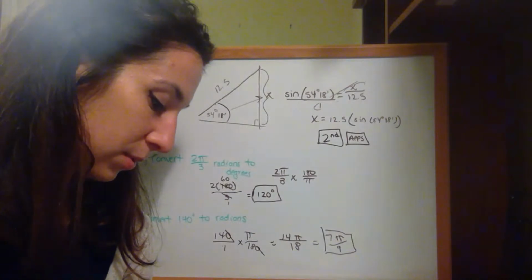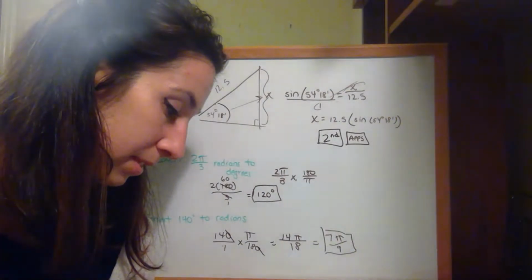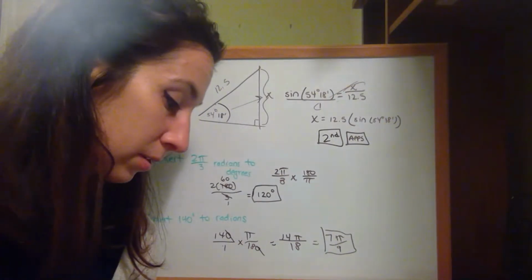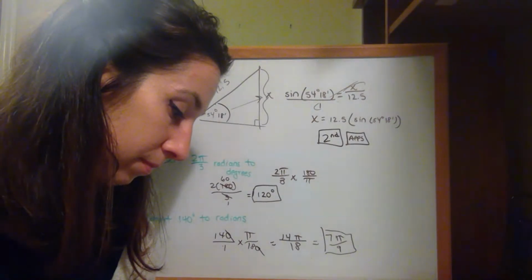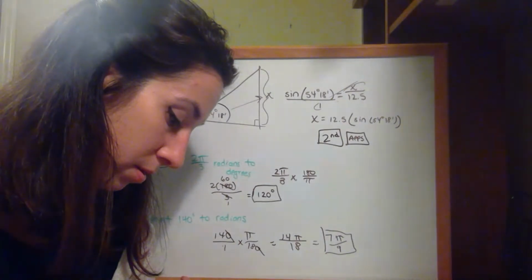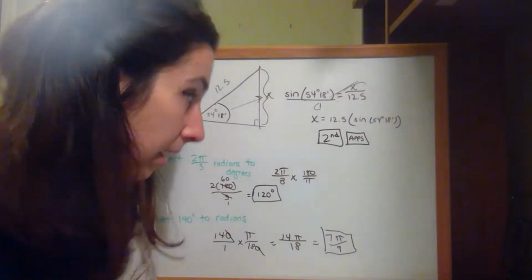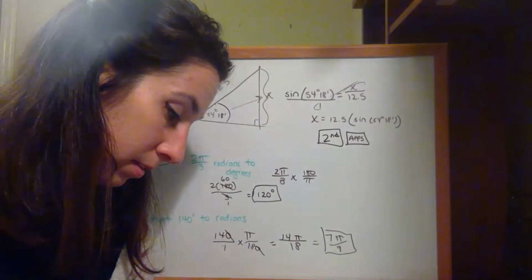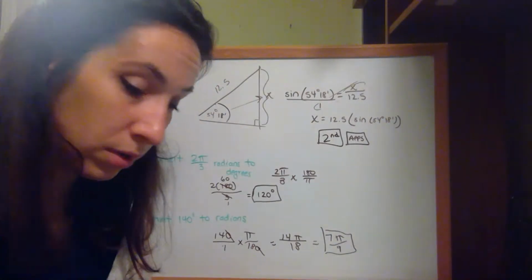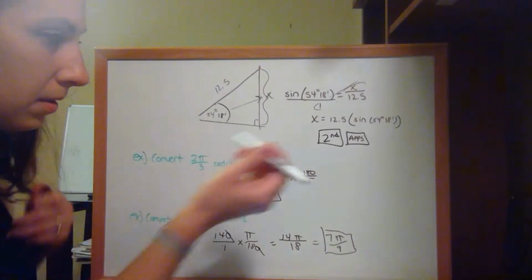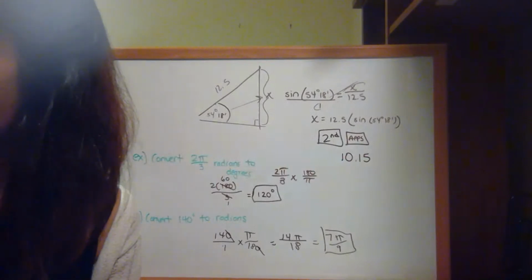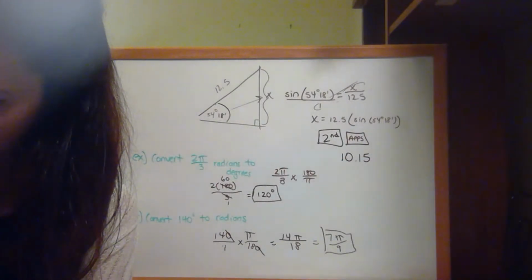Let's see. Might as well do the whole thing, right? 12.5 times the sine of, make sure you're in degree mode, by the way, 54 degrees and 18 seconds is 10.15. What did they want? 2 decimal places or something? 10.15. I think they just wanted it rounded to 2 decimal places.